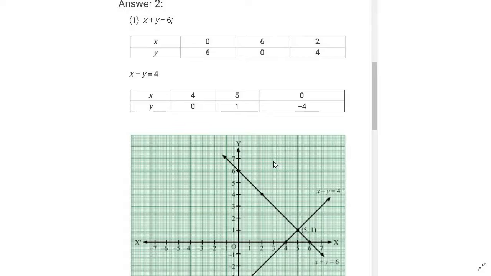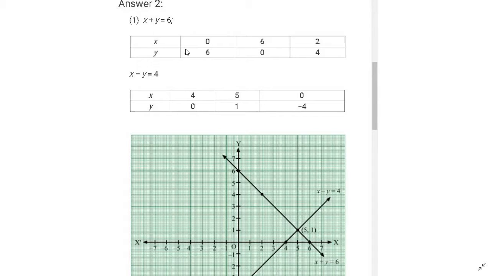The question is, solve the following simultaneous equations graphically. When they are asking you to solve the equation graphically, you have to use the graph paper and draw the tables before it. So write equation number 1, x plus y is equal to 6, and equation number 2, x minus y is equal to 4. Complete the table.